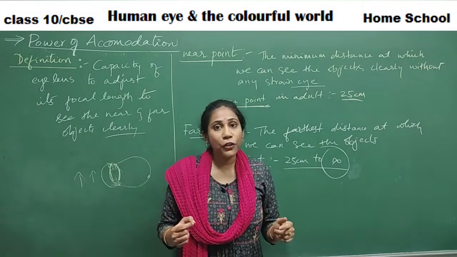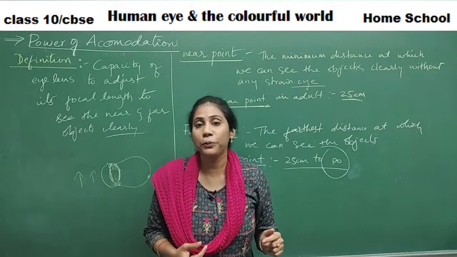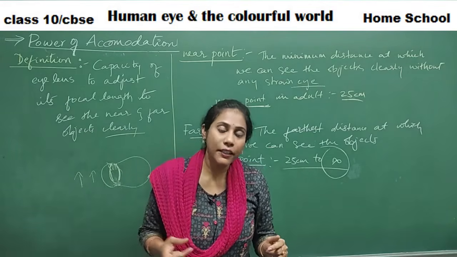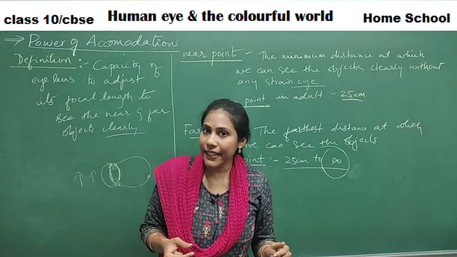In the next video, we will discuss the defects that are observed in a human eye. There are 3 important defects that you have to remember. Let us discuss all the defects in detail in the next video.